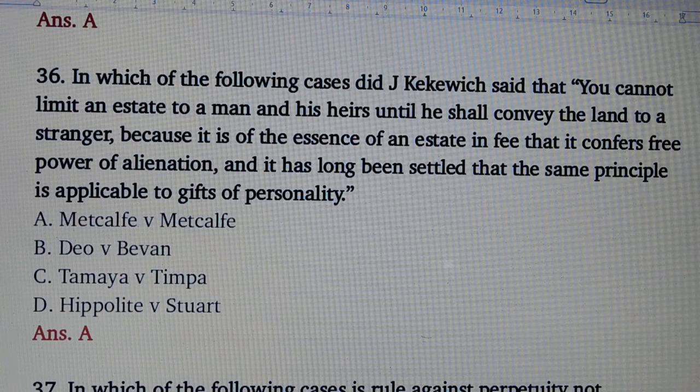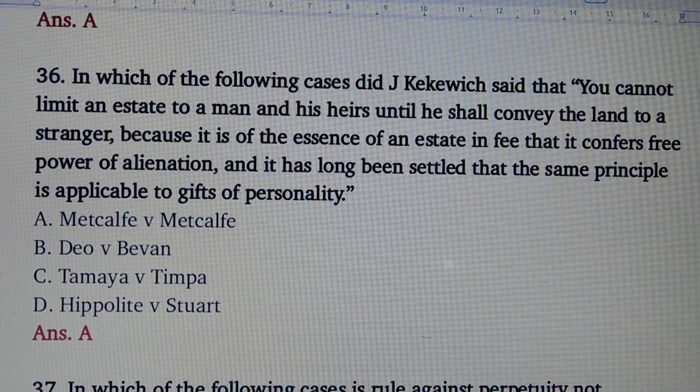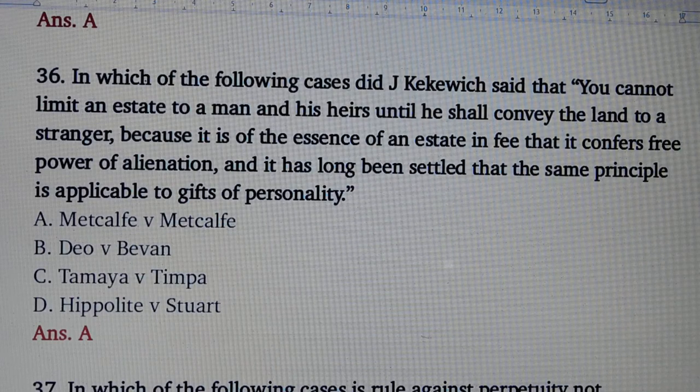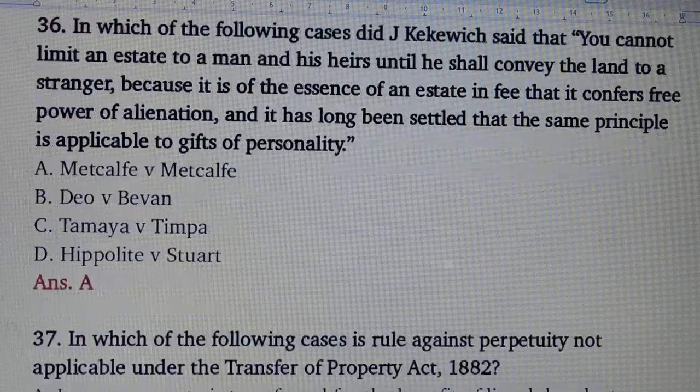Question number 36. In which of the following cases did J. Kekewich say that you cannot limit an estate to a man and his heirs until he shall convey the land to a stranger, because it is of the essence of an estate in fee that it confers free power of alienation, and it has long been settled that the same principle is applicable to gift of personalty. Answer is option number A, Metcalfe versus Metcalfe.